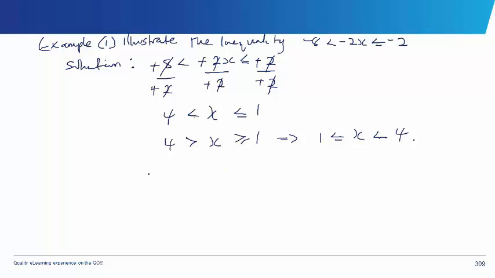And so trying to represent this on the number line, we have a closed-ended part on 1 and then an open-ended part on 4. So this is my number line, assuming these points are 2 and 3, so that here is 4 and then here is 1.